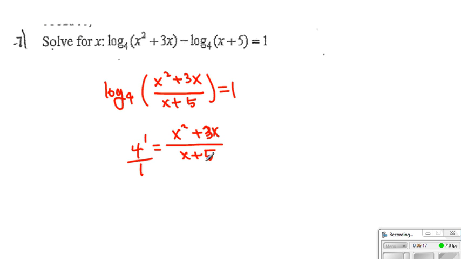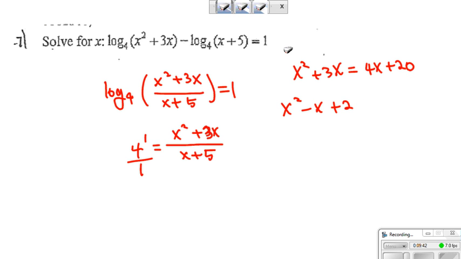That means we can just put this over 1 and multiply. We end up getting x squared plus 3x is equal to 4x plus 20, by multiplying 4 times x plus 5. And bringing everything onto one side, we end up getting x squared minus x minus 20, sorry, is equal to 0.